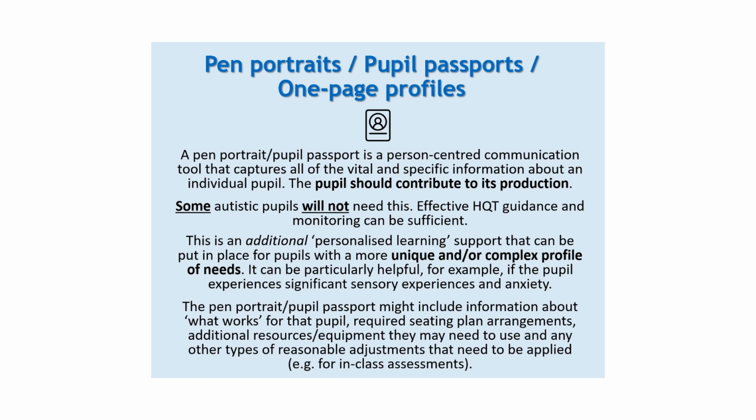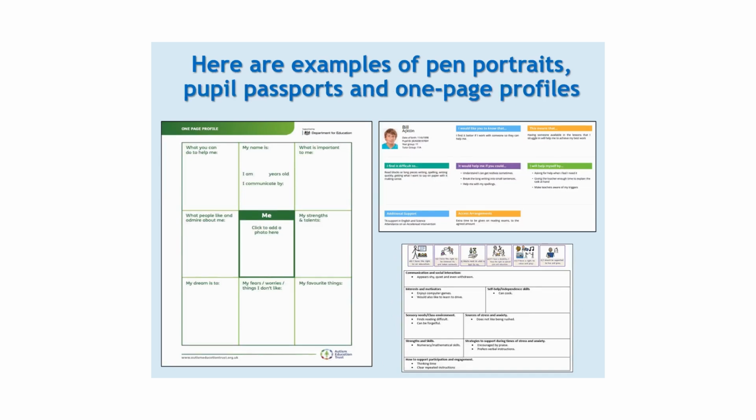This is an additional personalised learning support that can be put in place for pupils with a more unique or complex profile of needs. It can be particularly helpful, for example, if the pupil experiences significant sensory experiences and anxiety. The pen portrait or pupil passport might include information about what works for the pupil, required seating plan arrangements, additional resources or equipment they may need to use, and any other types of reasonable adjustments that need to be applied, for example in in-class assessments. Here are examples of pen portraits, pupil passports, and one-page profiles.